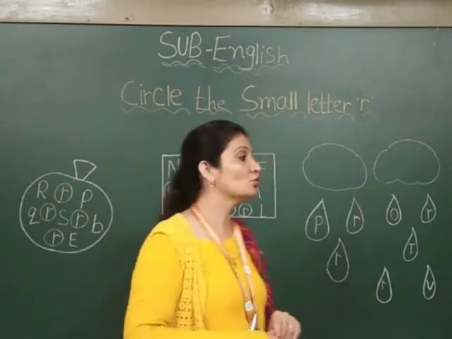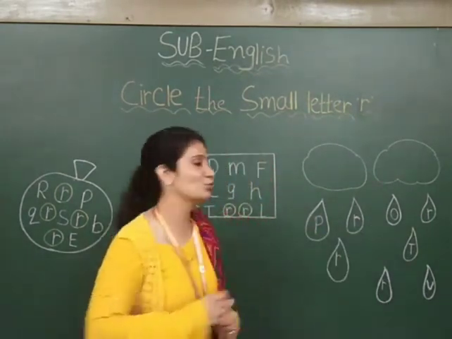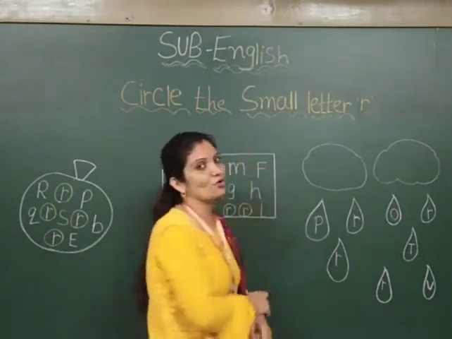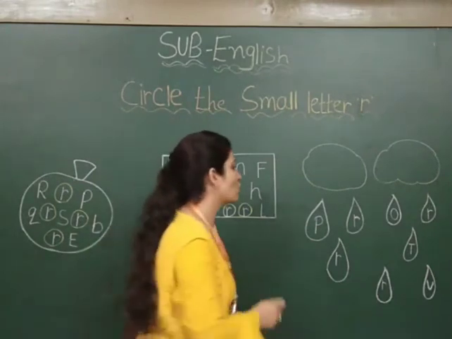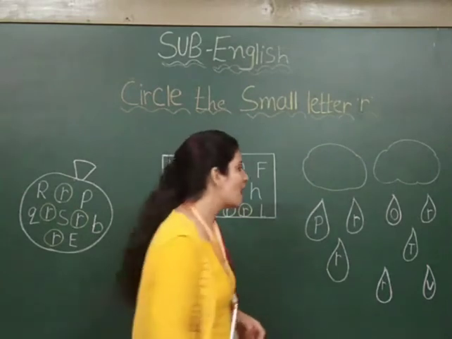Now what we have to do? We have to find small letter R. Where is small letter R? And we have to circle it. Is this small letter R? No. This is P. So we don't want to circle it because we have to circle only small letter R.